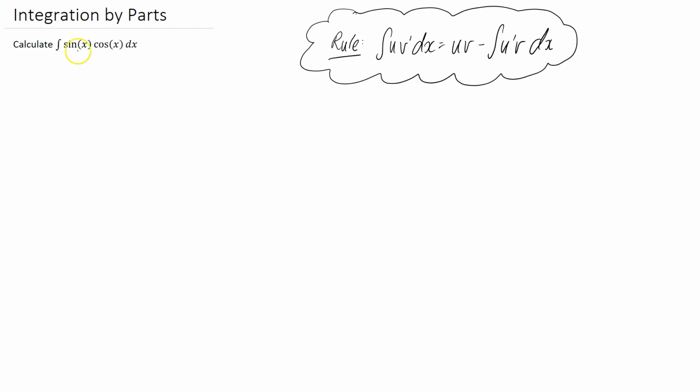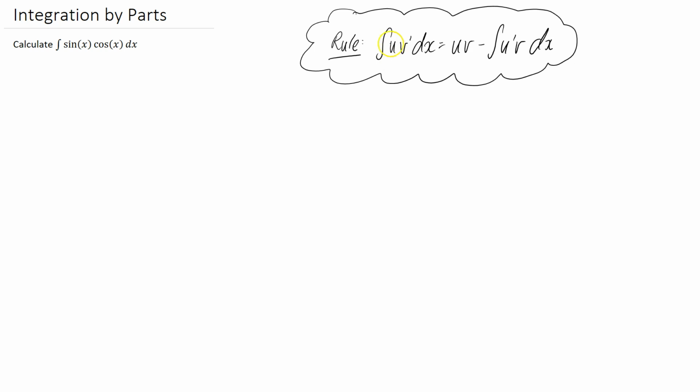So in this video, we're going to try and calculate the integral of sine times cos, both of x, with respect to x. So this is going to require the integration by parts rule, simply because we have x's tied up in two different parts of the equation, but then those two different parts are multiplied together. So this here is the rule we're using.